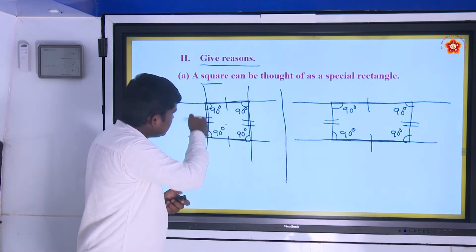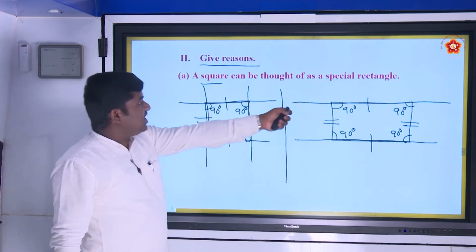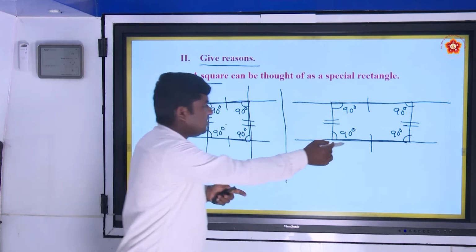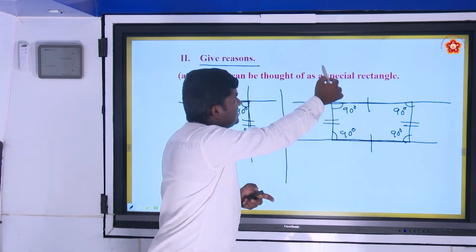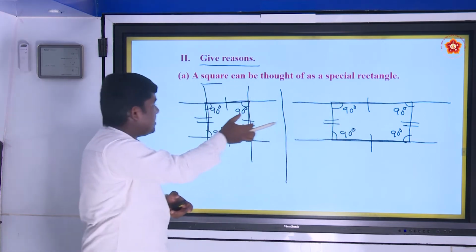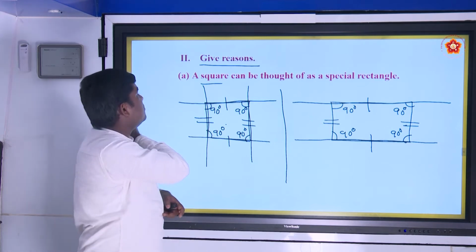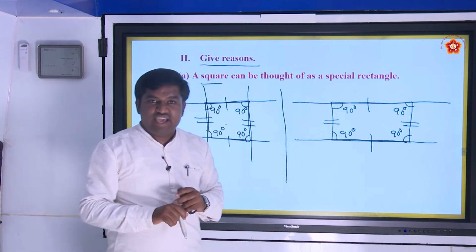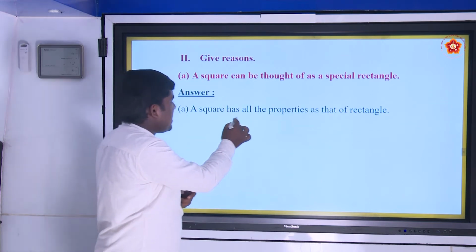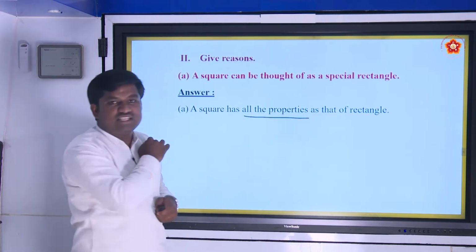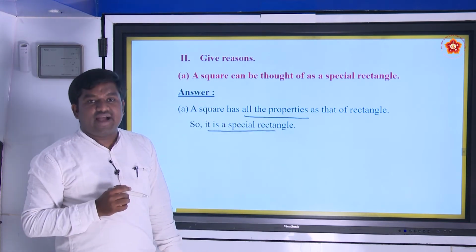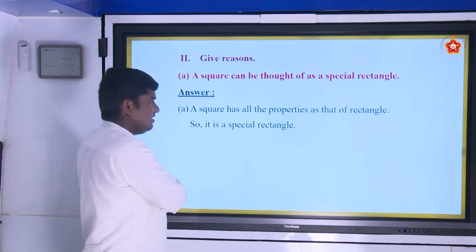You are correct, all sides are equal in a square, but in a rectangle only opposite sides are equal. But the condition is that if opposite sides are equal and the angles measure 90 degrees, then it is called a rectangle. These properties are all there in a square also. So, a square can also be thought of as a special rectangle. See the answer: a square has all the properties of a rectangle, so it is a special rectangle. Do you understand?